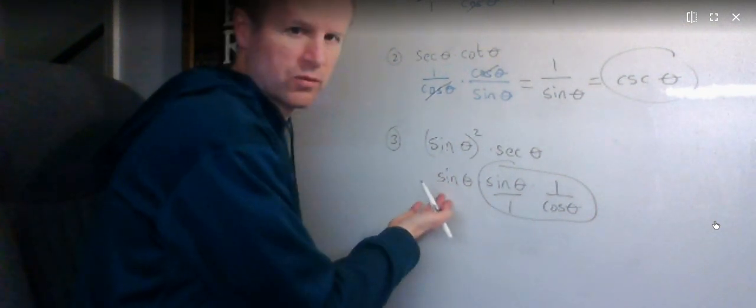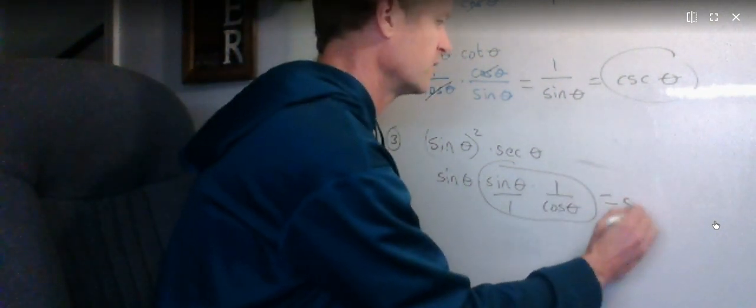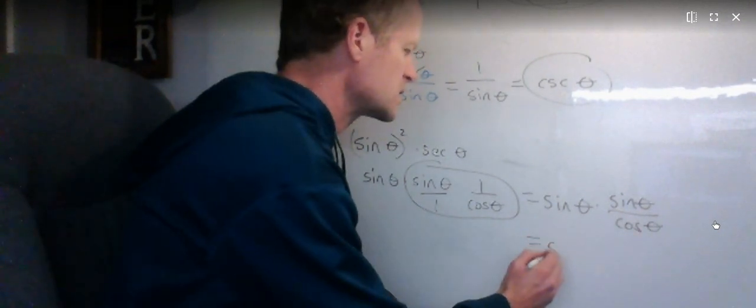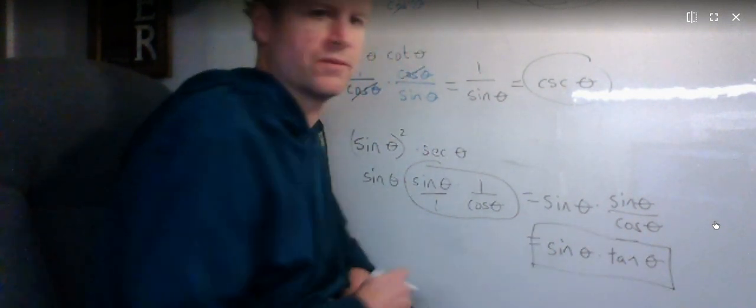And so the way we're going to deal with that is we are going to combine these two. I'm going to think of this as over 1. And again, you could think of this as over 1 also, but we really don't need to, because if I look at this, this is going to be the same as sine of theta multiplied by sine of theta over cosine of theta. And sine of theta over cosine of theta is the same as tan of theta. So this is the same as sine of theta times tan of theta. And that would be your final result for that one.